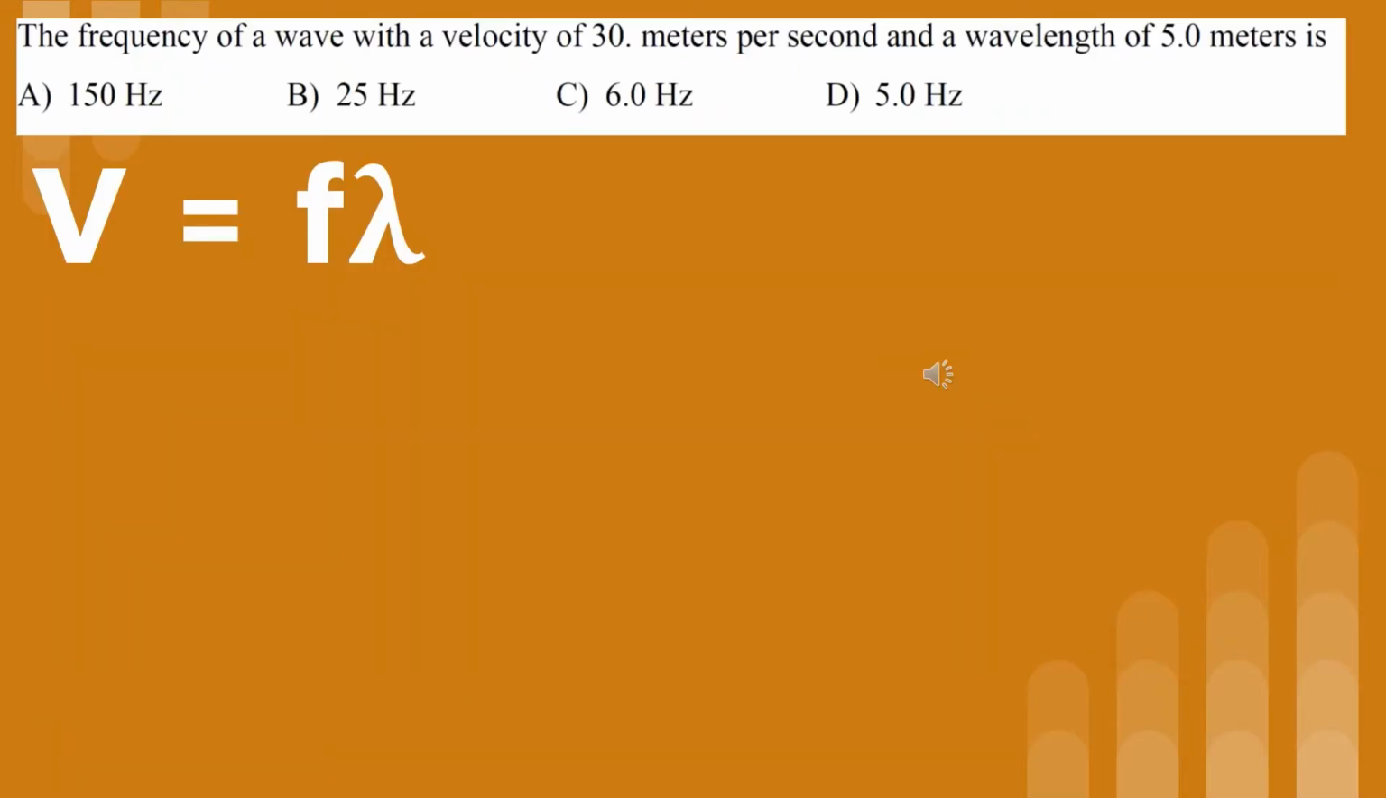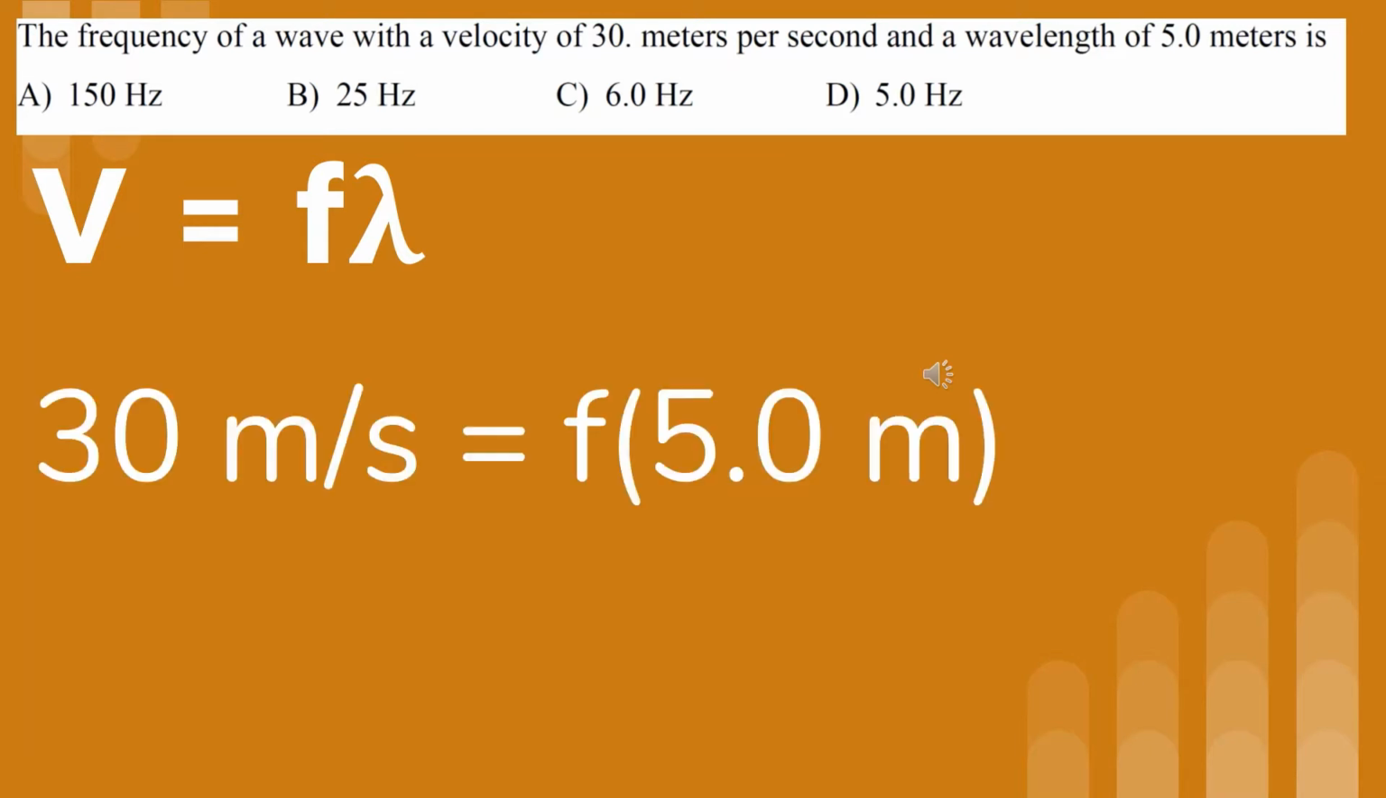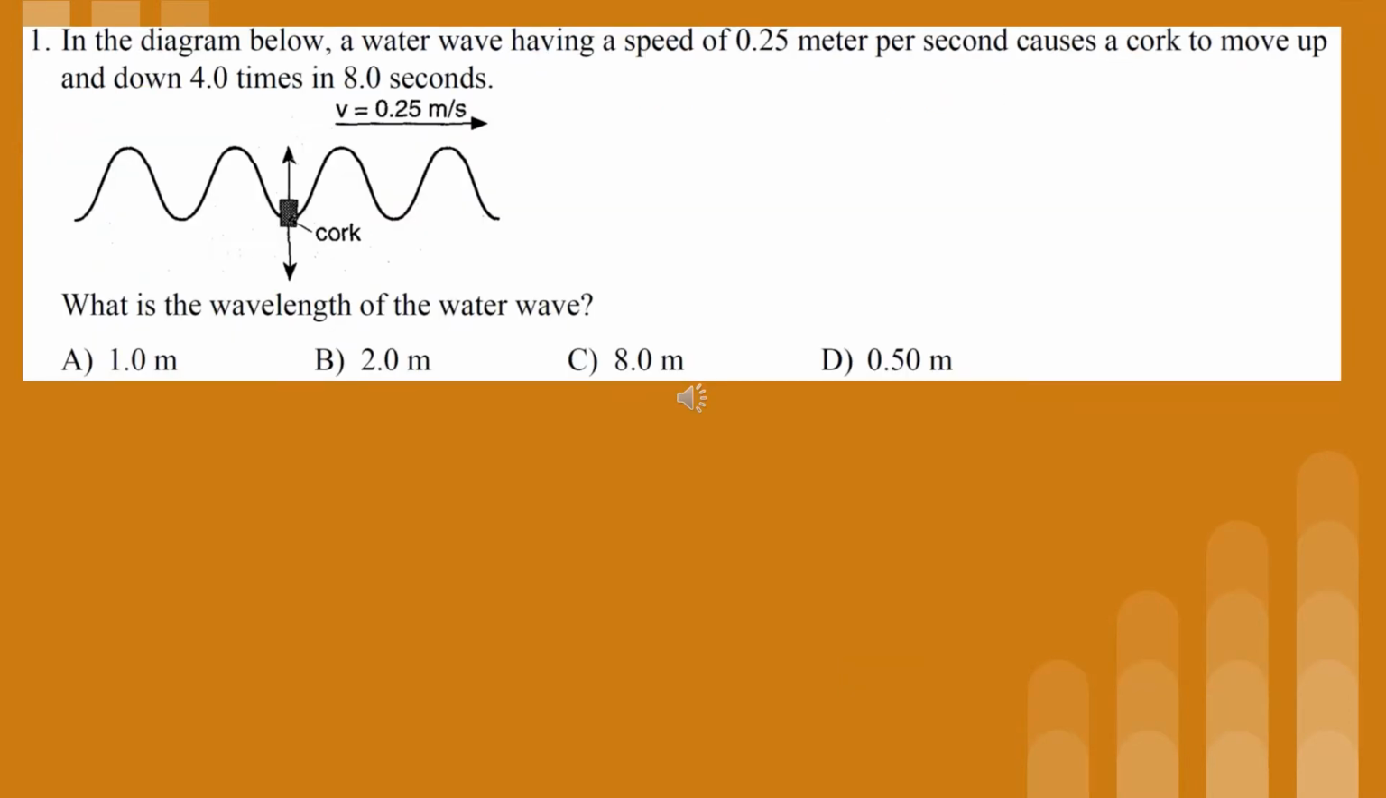Here is an example of a simple velocity question. In this problem, we're told the velocity of the wave is 30 meters per second, and its wavelength is 5 meters. We simply put the information into the equation, and we find that the frequency of this wave is 6 hertz. Here is a more challenging velocity problem.